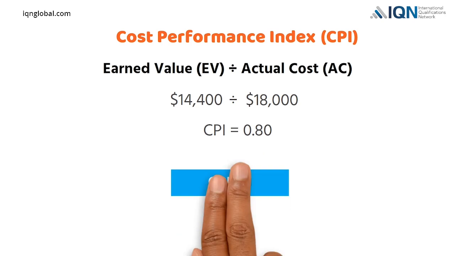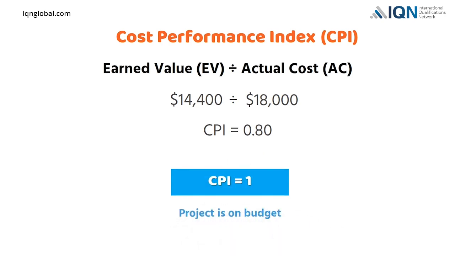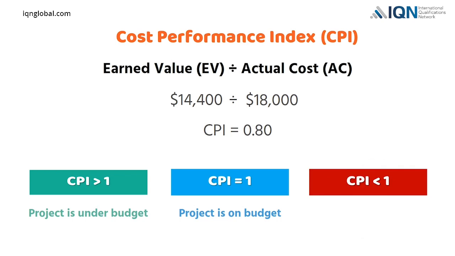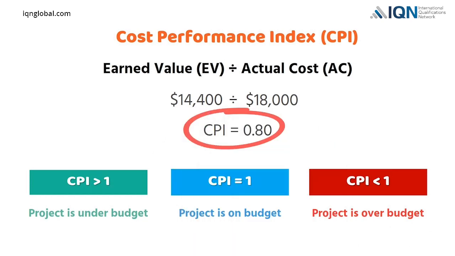A CPI equal to 1 indicates that the project is exactly on budget. A CPI greater than 1 indicates that the project is under budget. A CPI less than 1 indicates that the project is spending more than the budget. In our example, CPI is 0.8. This indicates that our project is experiencing cost overrun.